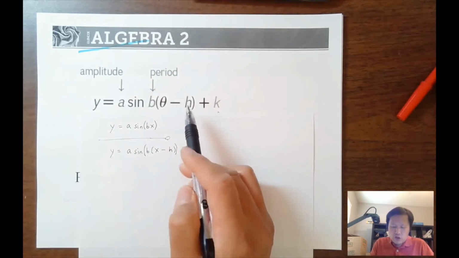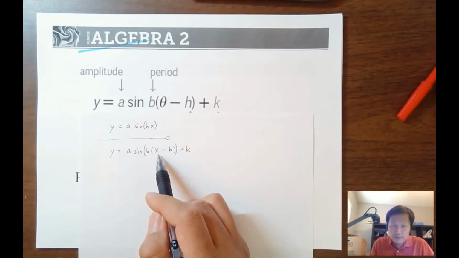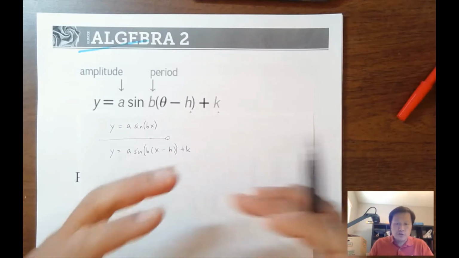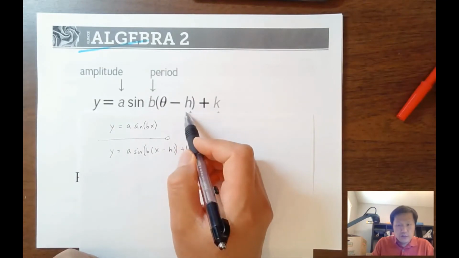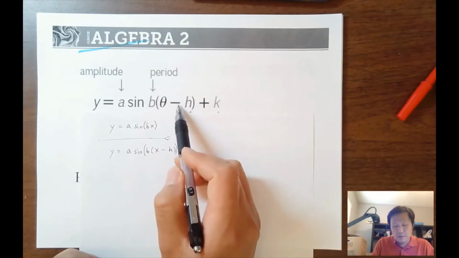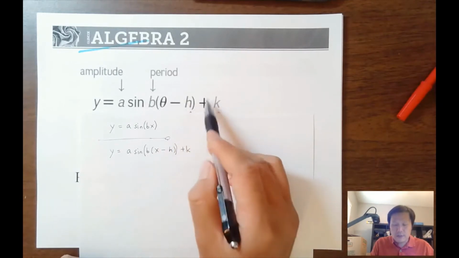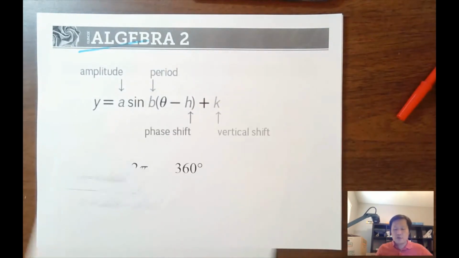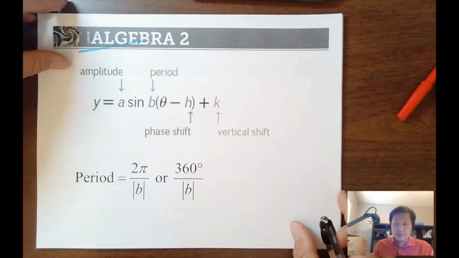So h is inside the parenthesis along with the theta or the x. That's horizontal shift. In trigonometry, for horizontal shift, we say phase shift. If h is positive, the shift is to the right; if h is negative, to the left. Be very careful, we have a minus in front of it. Plus k is outside of the parenthesis, and that's related to vertical shift. If k is positive, go up. If k is negative, shift down. The period, with b, we already practiced last lesson.